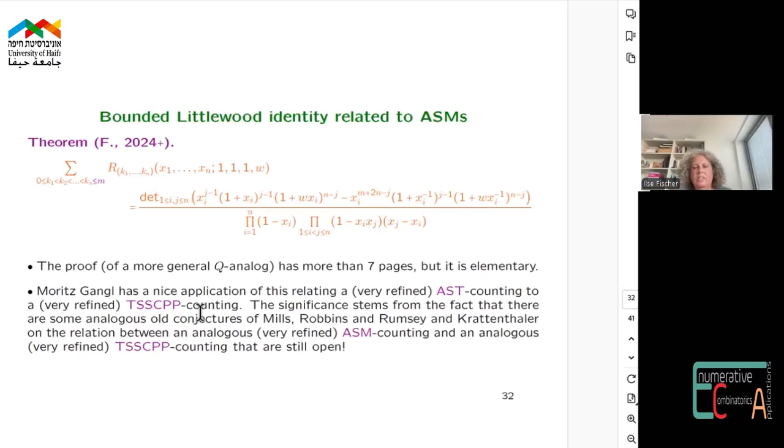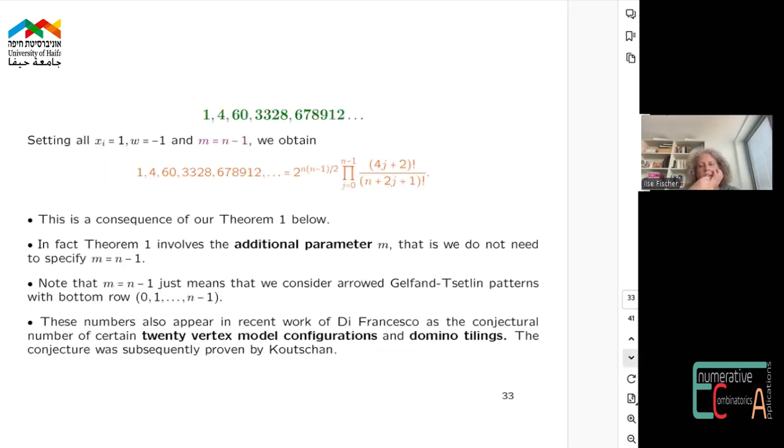And the significance of this result is that there are similar old conjectures of Mills, Robbins, and Rumsey and of Krattenthaler for the ASM TSSCPP relation that are still open. But for alternating sign triangles, this identity allowed Moritz to prove similar results.